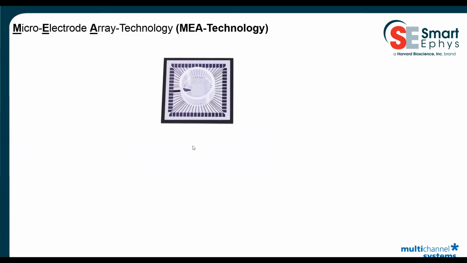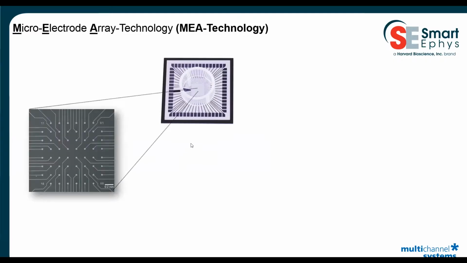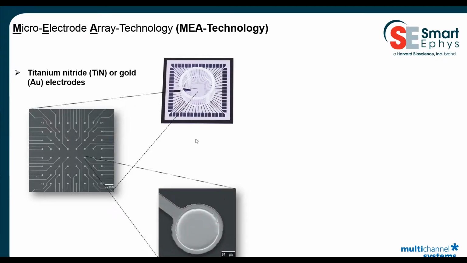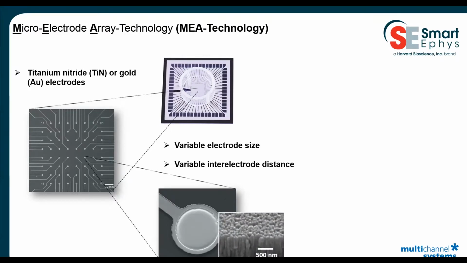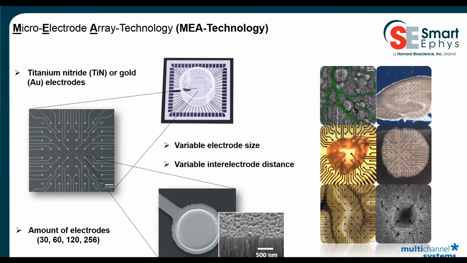A few more words about the MEAs. A standard MEA has 60 electrodes, and the electrodes are made mostly of titanium nitride, but gold electrodes are also available. The customer can decide what kind of electrode size, what kind of inter-electrode distance, and also the number of electrodes you want to use. Historically, MEAs are used mostly in the neuroscience field or in the cardiac electrophysiology field. You can see some examples here on these photos, for example, a brain slice.